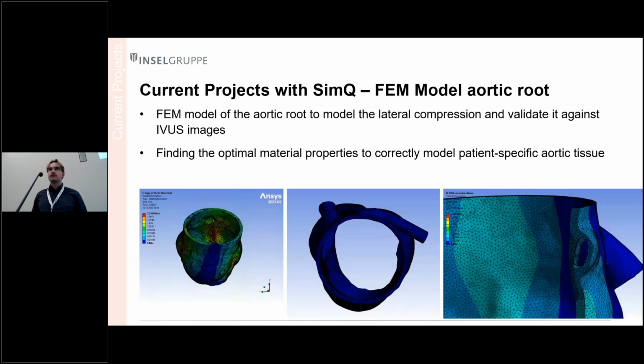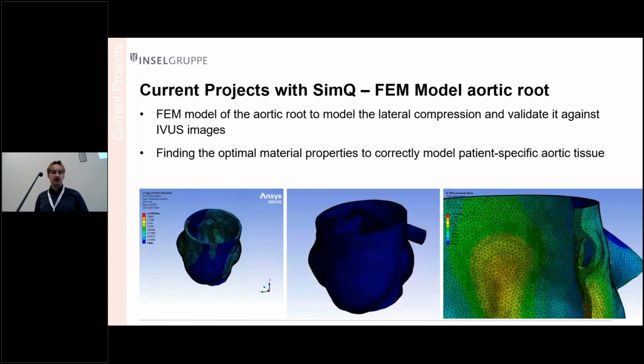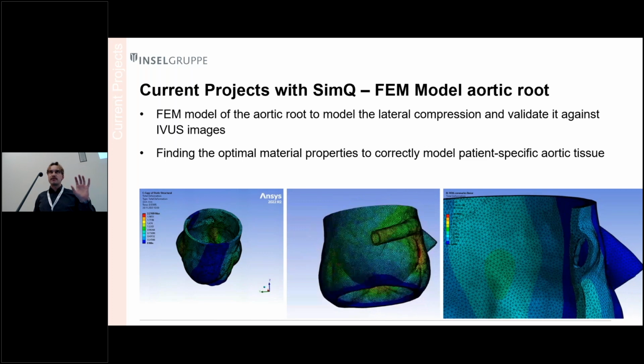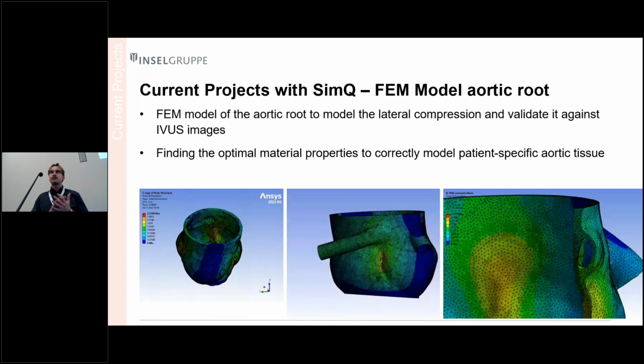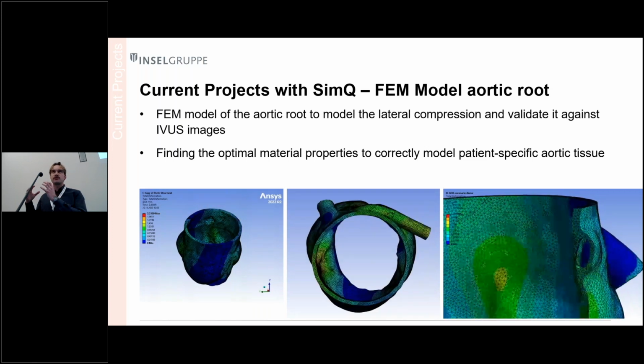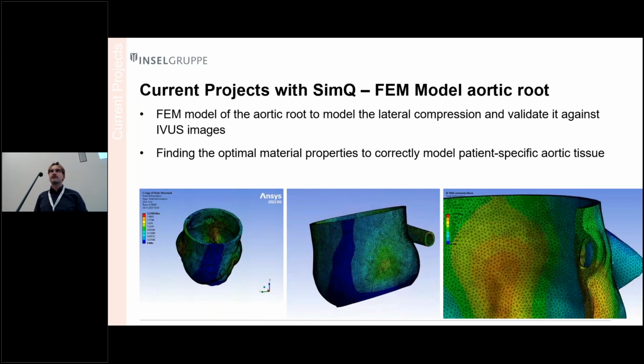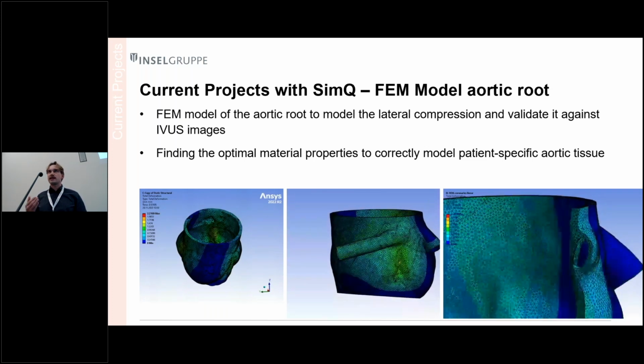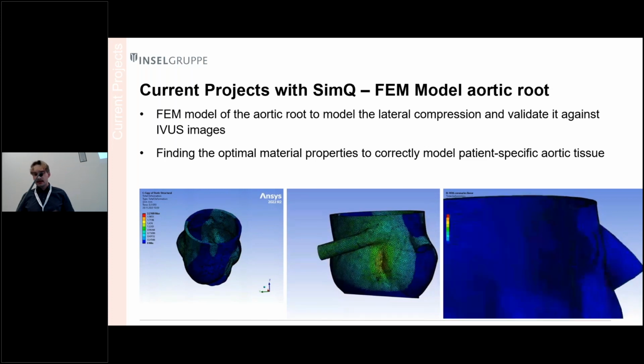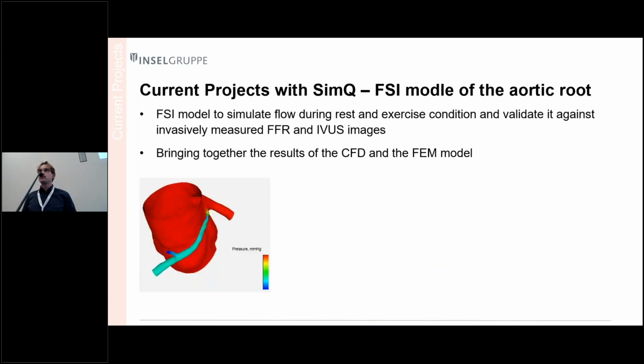Then the second approach was to just build a finite element method model. So we try to only show the compression of the intramural segment. And for that, we use the mesh, which is a combination of the CT and the ultrasound images. And we want to compare the deformed model again with the ultrasound images and find the optimal material properties to correctly model patient-specific aortic tissue. And in the end, we hope to bring everything together and build a fully functional FSI model, which can do both and predict flow for rest and exercise conditions. So we can hopefully provide that for our patients.